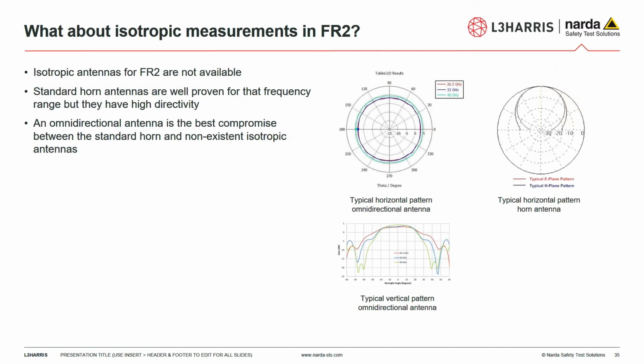Are there also isotropic measurements in frequency range 2? Isotropic antennas are not available. Horn antennas are widely used in this frequency range, but are extremely directional. The best compromise is an omnidirectional antenna.